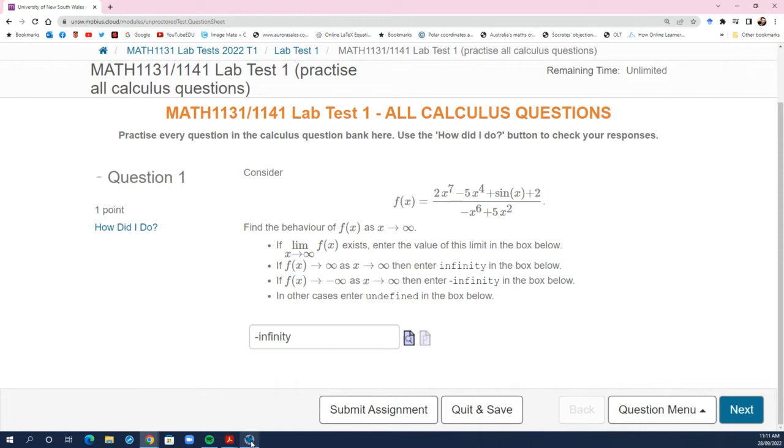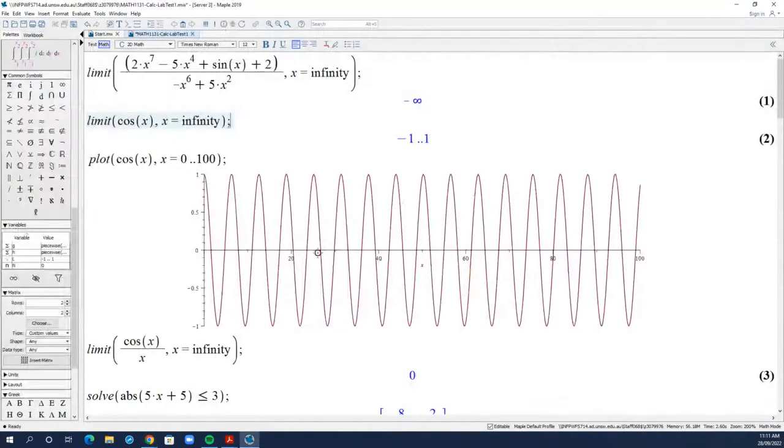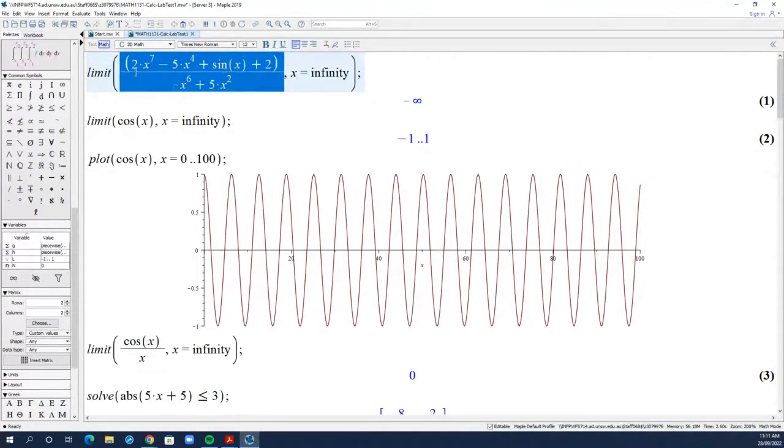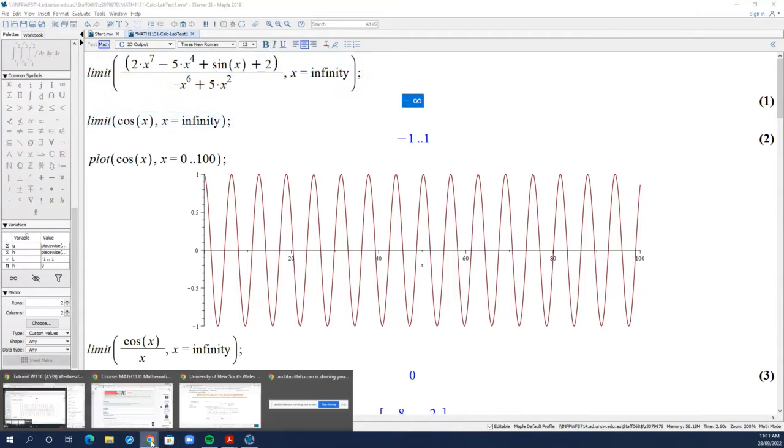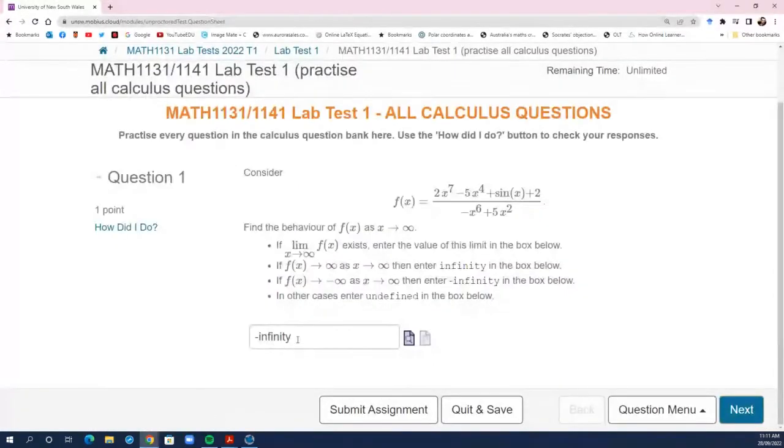All right, so if I was doing this in Maple, what I could do is type in the function and then type in the limit command as x approaches infinity, and then simply hit return. Okay, so -infinity. So if I wanted to use Maple for that, and I'm allowed to, I would go back here, type in -infinity. How did I do? Jump.